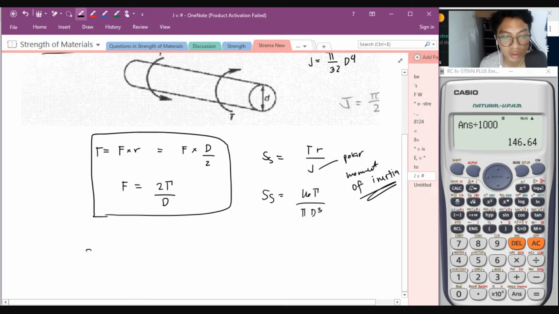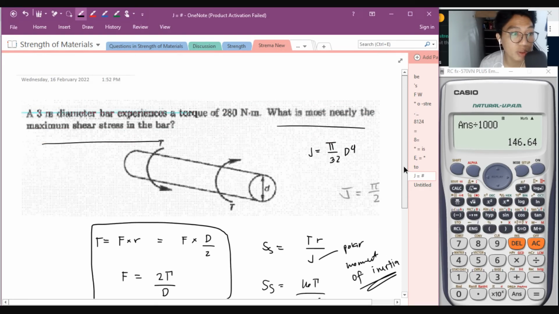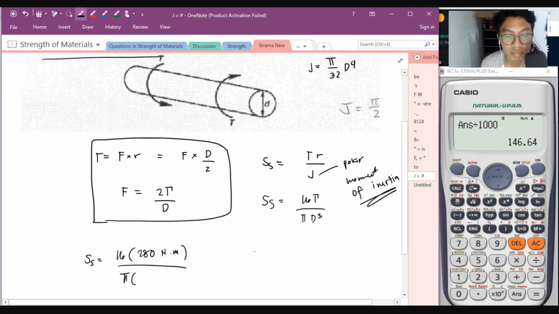The maximum shear is equal to 16 torque over pi d cubed. Ano yung torque na binigay yan? 280 Newton meter, divided by pi d cube. Diameter, ayun, 3 m. So, kPa yan lalabas dyan.